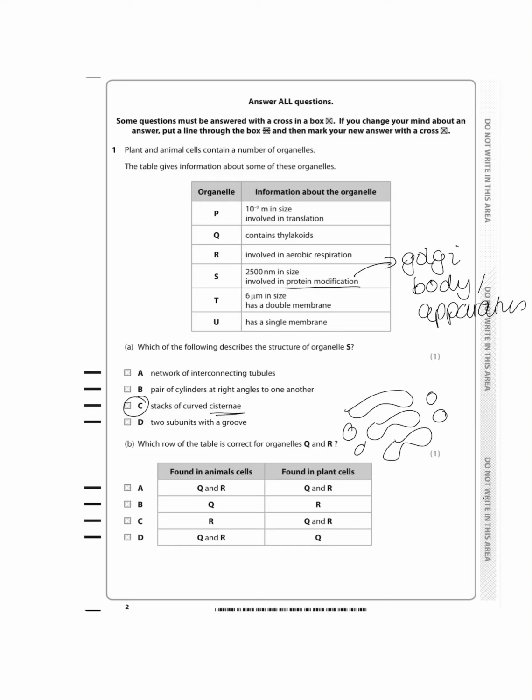process of elimination. So A, network of interconnecting tubules, only gives a hint that it's an endoplasmic reticulum because of the connections. And the endoplasmic reticulum is only involved in protein synthesis, not modification, so it won't be A. B is a pair of cylinders at right angles to one another. That is an accurate description of centrioles. And centrioles are involved in cell division, not modification of the protein, because they produce the spindle fibers.